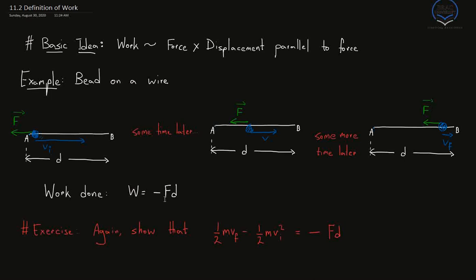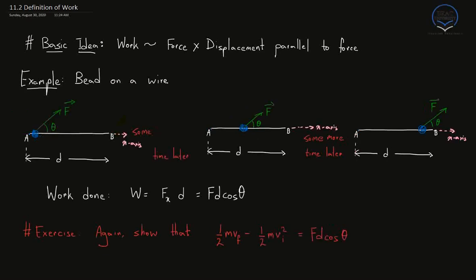So in a similar vein to the exercise shown before, you can once again show, using Newton's second law, that in this case half mvf square minus half mvi square would be minus Ft. So once again the change in kinetic energy would be the work done. Okay, that's starting to seem like a common theme, right? Alright.